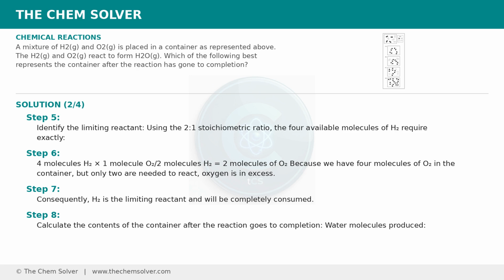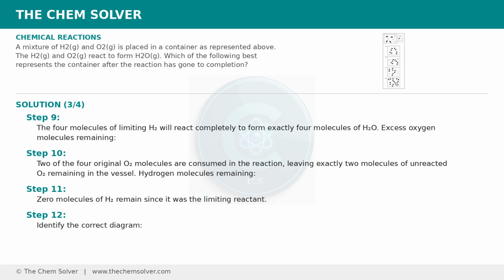Calculate the contents of the container after the reaction goes to completion. Water molecules produced: the 4 molecules of limiting H2 will react completely to form exactly 4 molecules of H2O. Excess oxygen molecules remaining: 2 of the 4 original O2 molecules are consumed in the reaction, leaving exactly 2 molecules of unreacted O2 remaining in the vessel. Hydrogen molecules remaining: 0 molecules of H2 remain since it was the limiting reactant.